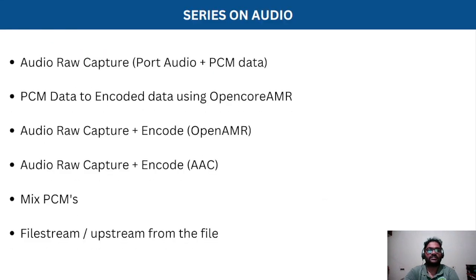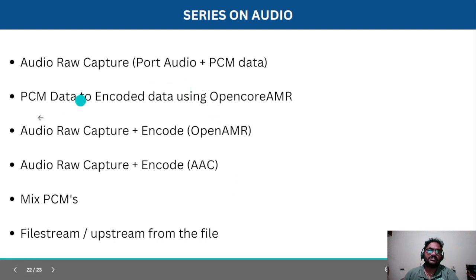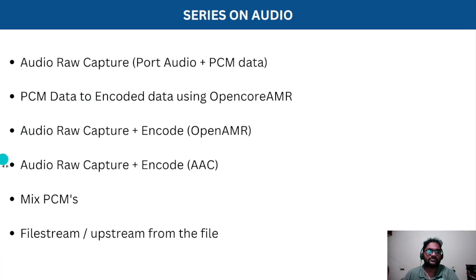This is what you can expect from this series on audio. We will be going through, hands on, how to capture raw audio from the mic and generate raw data from it through PortAudio. That is similar to FFmpeg, but more or less the things will be similar. Then we'll see how to convert PCM data to encoded data using OpenCore AMR, which is also one more library. And then we'll do audio raw capture plus encode through OpenCore AMR, and audio raw capture plus encode through FFmpeg.